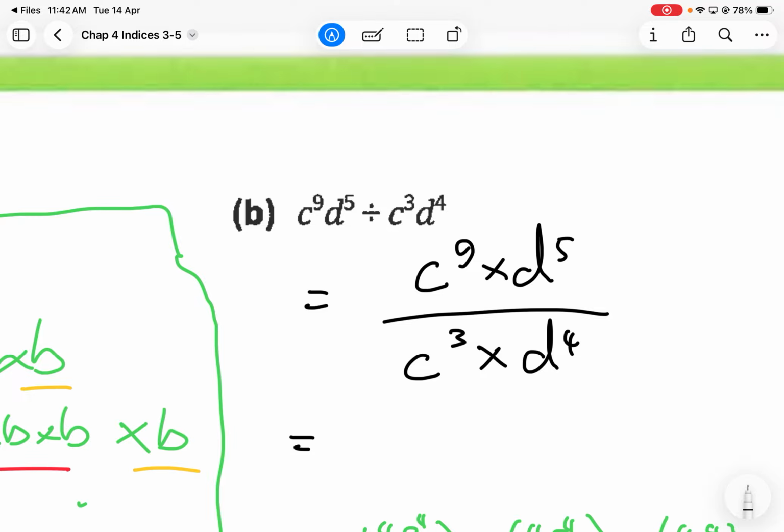3 of the C from the bottom will be used to cancel out 3 of the C from the top. That's why I'm left with C to the power of 6. Then 4 of the D from the bottom will be used to cancel out 4 of the D at the top. So at first I have 5, I cancel 4 of them, so I'm just left with D. Just like that only. Okay? I think most of you are able to get this.